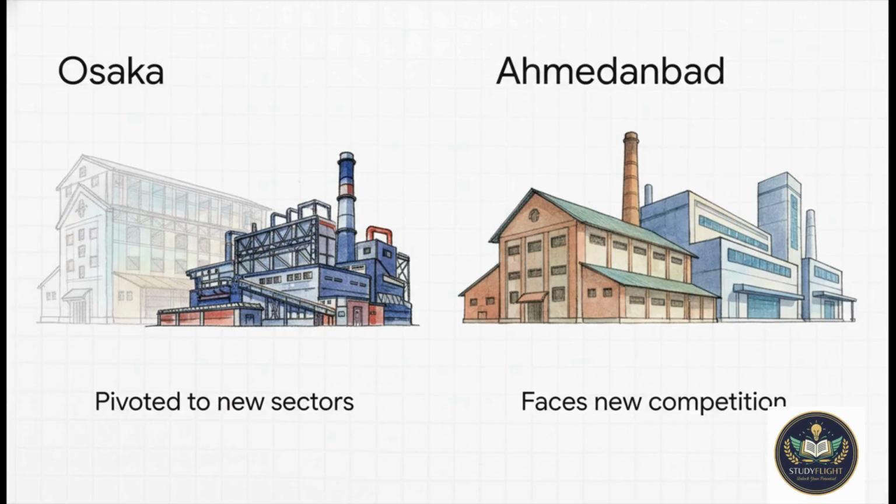And this brings us to a super important point. Industrial dominance, it doesn't last forever. Osaka's famous textile industry has largely been replaced by other things like steel and cars. And Ahmedabad's older mills, well, now they face really tough competition from newer factories with better technology. It just goes to show you that even the most successful regions have to constantly adapt to survive.